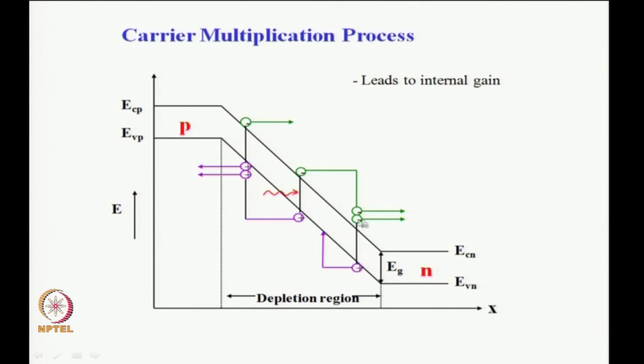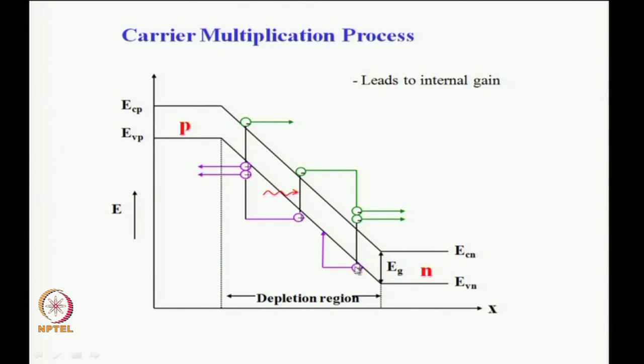creates additional electrons by the avalanche process. It knocks out another bound electron and creates an electron and hole. Similarly, the hole, which is getting accelerated in this direction, also creates secondary electron-hole pairs. So, this primary hole has created a secondary pair, which leads to carrier gain, that is, an increase in the number of carriers by the avalanche process.